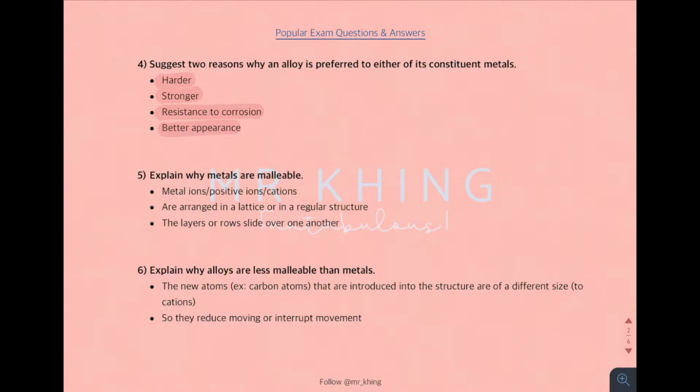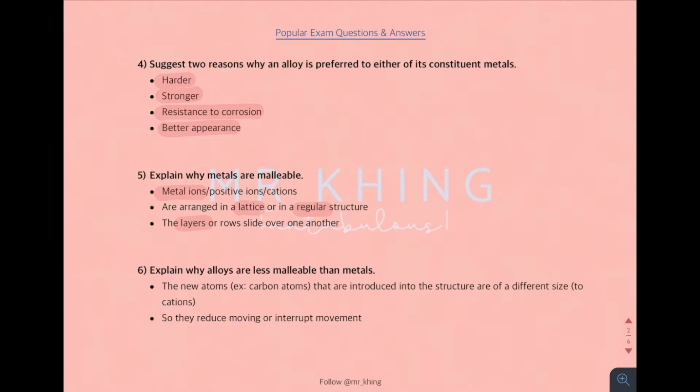Okay, so next one, why are pure metals malleable? Remember, metals are made of metal ions, so-called positive ions, and they are arranged in a lattice in a regular manner. Therefore the layers of ions or atoms can slide past each other easily.